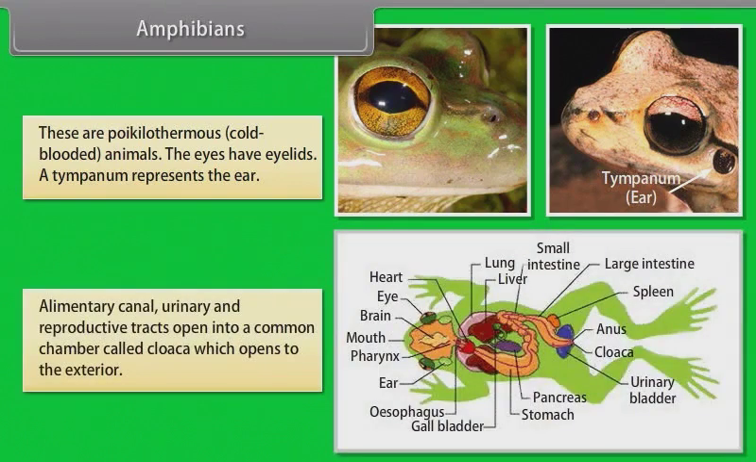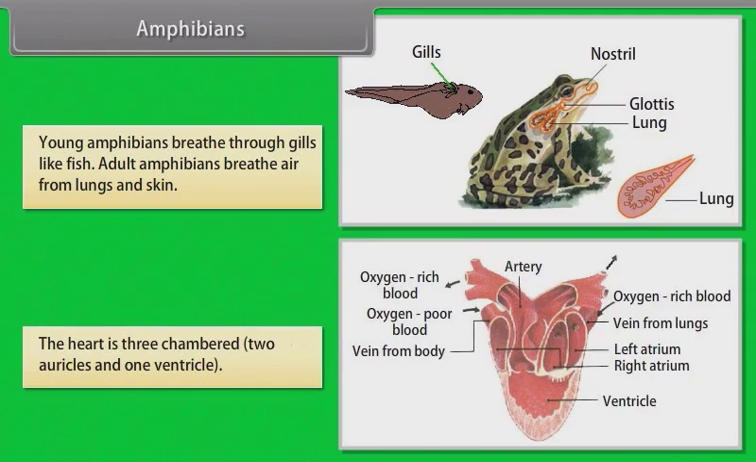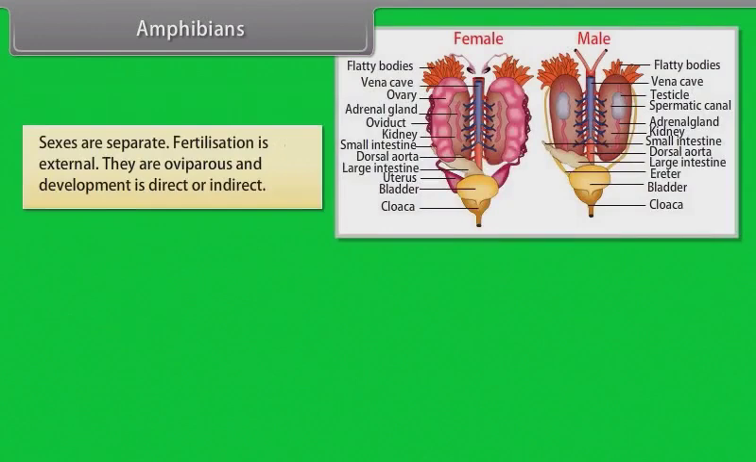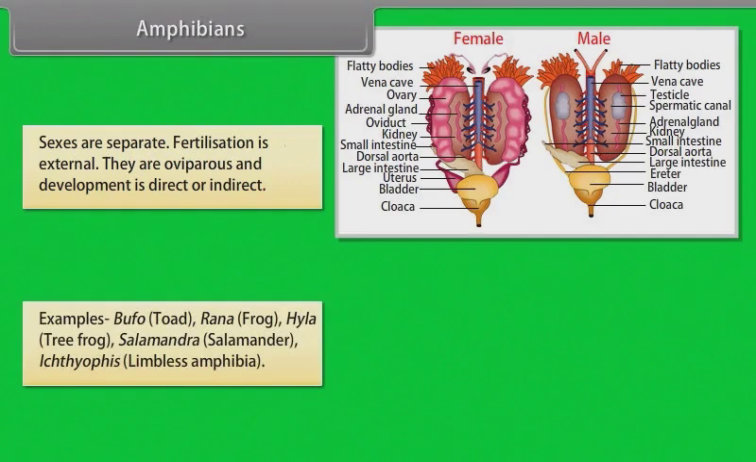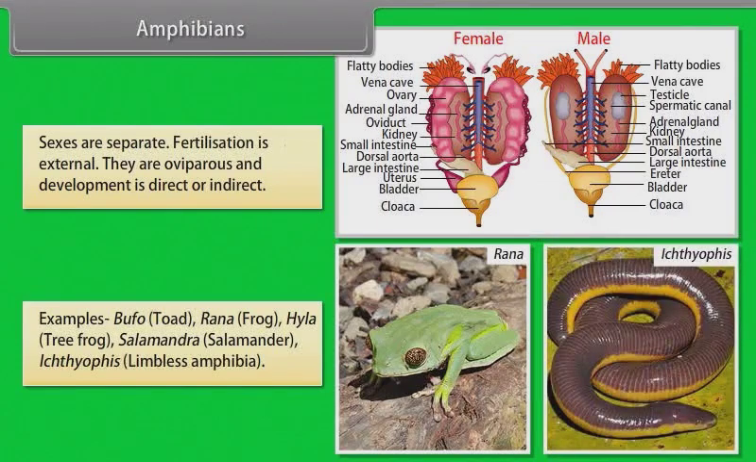Alimentary canal, urinary and reproductive tracts open into a common chamber called cloaca, which opens to the exterior. Young amphibians breathe through gills like fish. Adult amphibians breathe air from lungs and skin. The heart is 3-chambered, 2 auricles and 1 ventricle. Sexes are separate. Fertilization is external. They are oviparous and development is direct or indirect. Examples: Bufo, toad, Rana, frog, Hyla, tree frog, Salamandra, salamander, Ichthyophis, limbless amphibian.